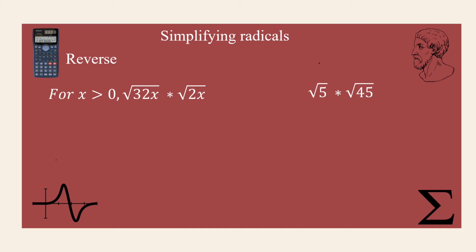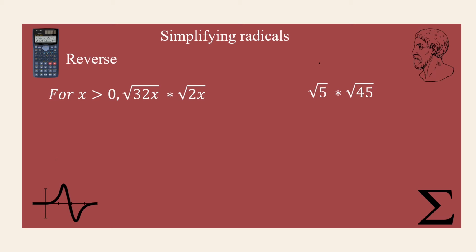All right, let's reverse this. Sometimes you're going to have to reverse the product rule. So let's look at this example here. For some x greater than 0, we have the square root of 32x times the square root of 2x, and we're supposed to evaluate this. Well, the square root of 2 is not rational, so this doesn't look easy to work with, right? But if you look closely, 32 times 2 is 64, and 64 is a perfect square, because 8 squared is 64. And then we have x here and x here.